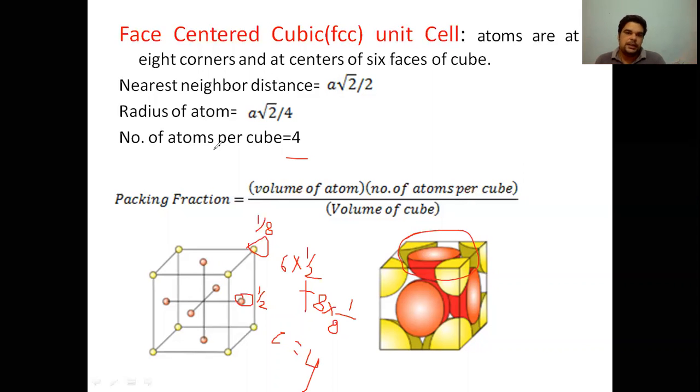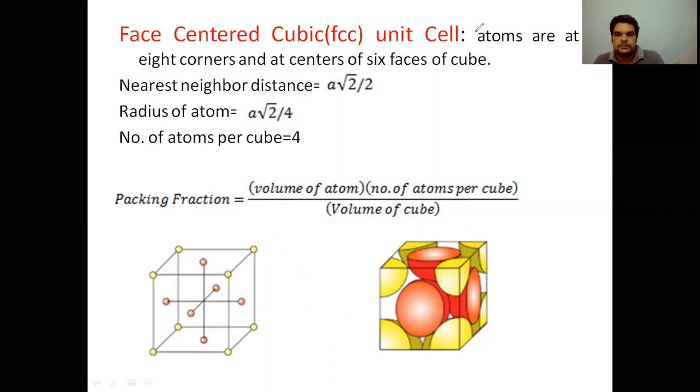Now the nearest neighboring distance will be A under root 2 by 2. Okay, so the nearest neighboring distance means this distance. We are talking about this distance, the nearest neighbor distance. As this is A, this is also A, so this complete length will be A under root 2, and half of it will be A under root 2 by 2. So the nearest neighboring distance will be A under root 2 by 2.